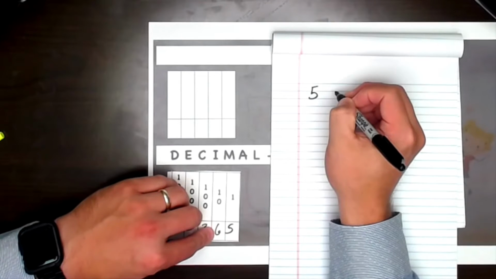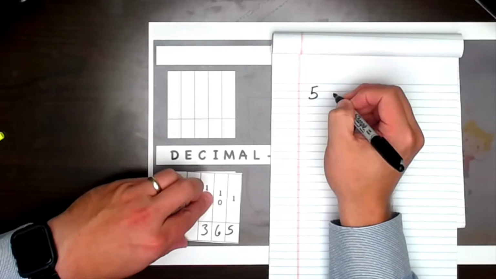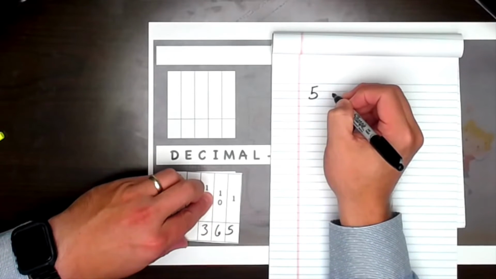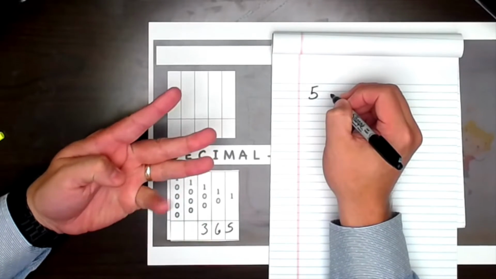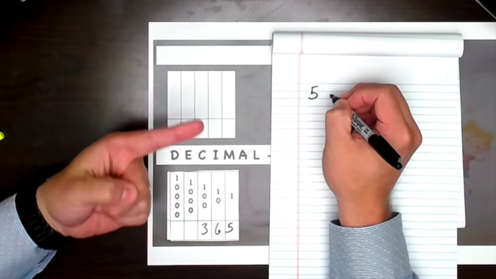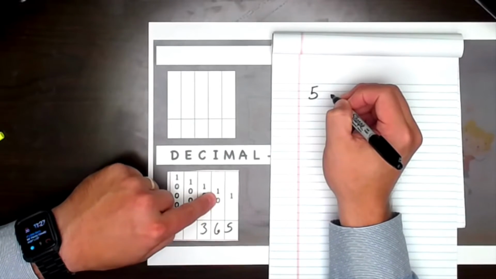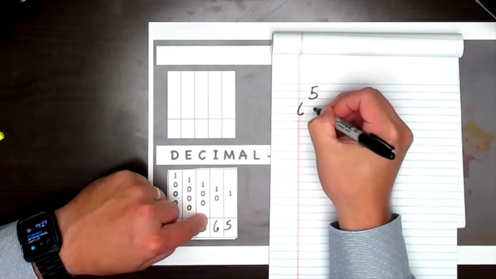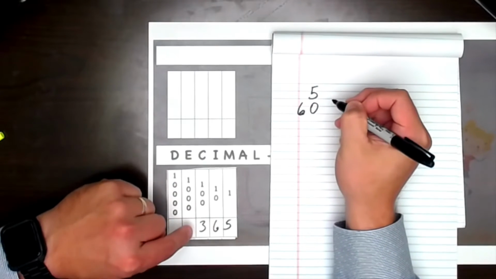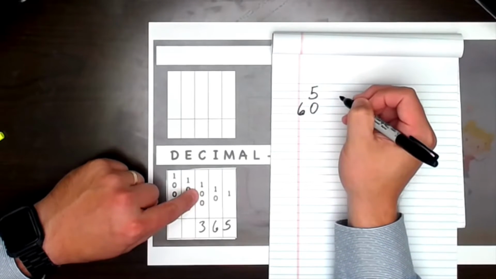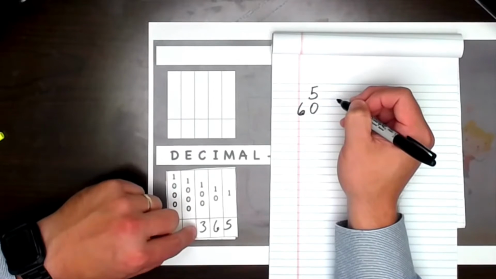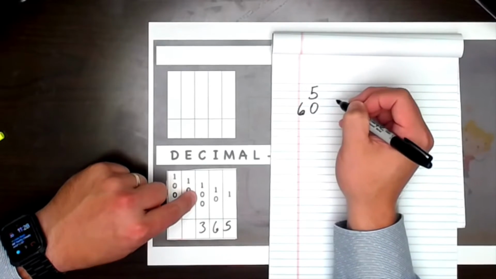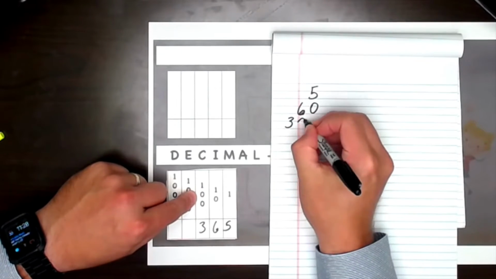And then we have 10 sixes, or 6 tens. Can you count by tens yet? 10, 20, 30, 40, 50, 60. So this represents 6 tens, or 60. And then this is 3 hundreds. Now you may not be able to count by hundreds yet, but it's pretty simple. 100, 200, 300. So this 3 represents 3 hundreds, or 300.